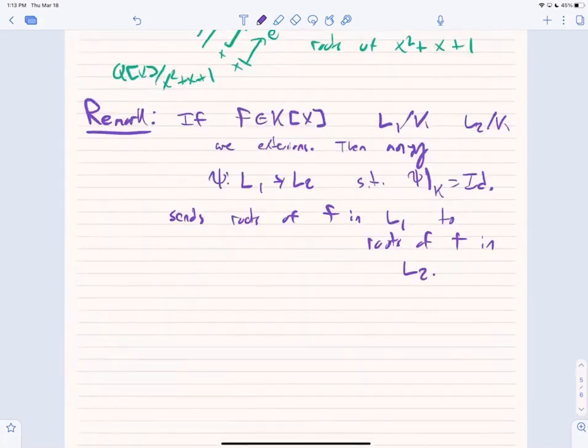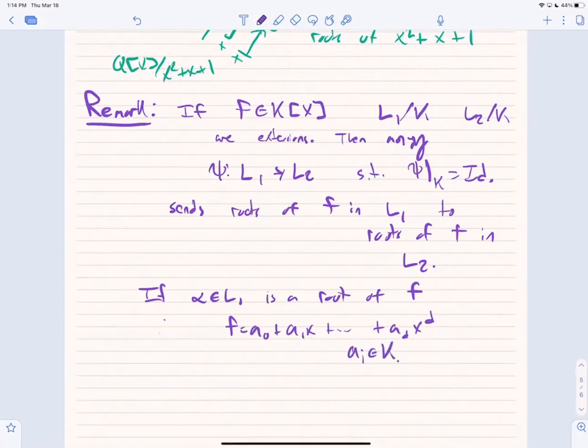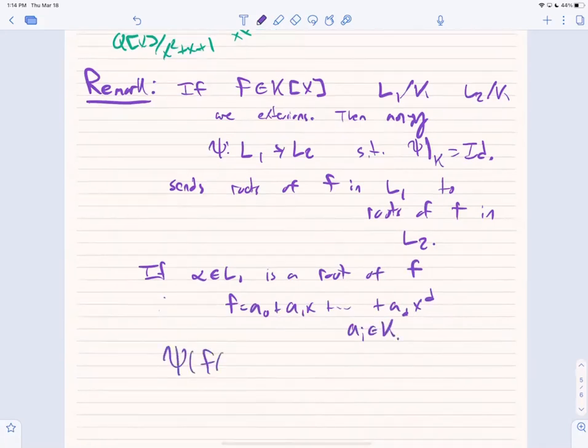I mean, the point is, if alpha contained in L is a root of F, then let me write F equal to A0 plus A1 x plus all the way up to AD x to the D, for the AI contained in K. Well, psi of F of alpha is just going to be psi of, I'll expand it, A0 plus A1 times alpha plus all the way up to AD times alpha to the D.